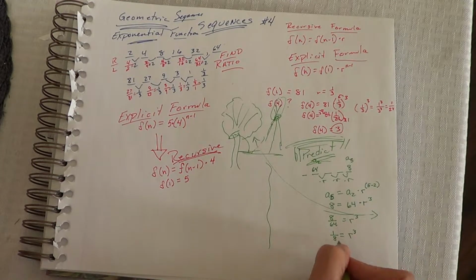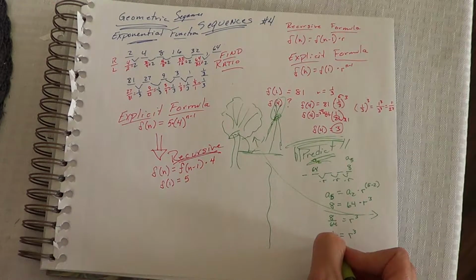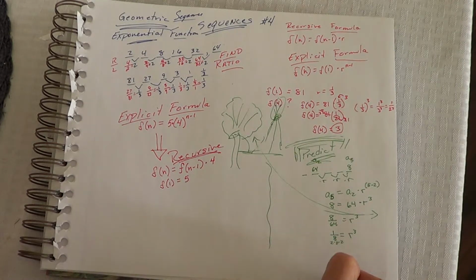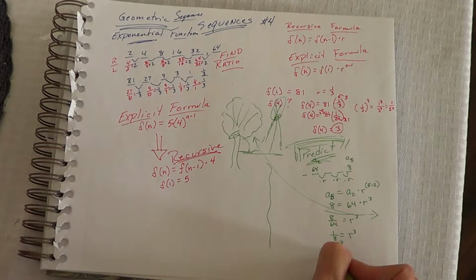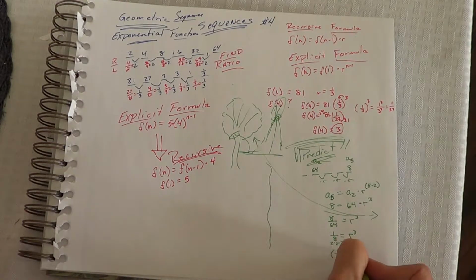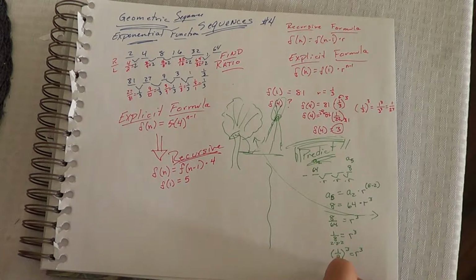And we start breaking 8 down. We find that 2 times 2 times 2 is 8. So we know 1/2 raised to the 3rd equals R to the 3rd. We know that 1/2 is our R.